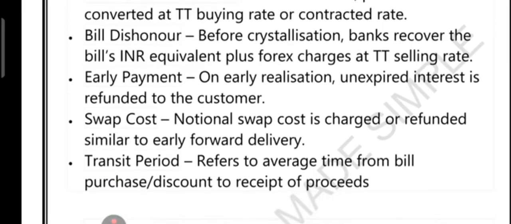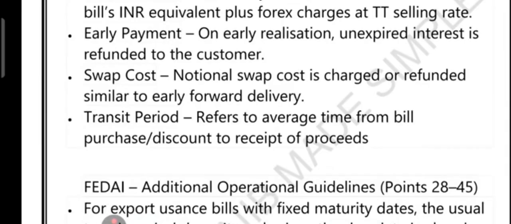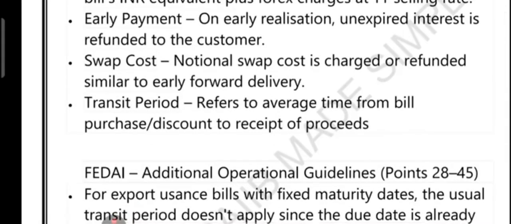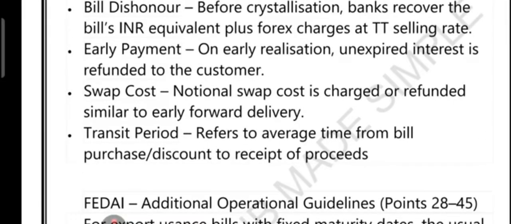Now if the payment is received early, the bank refunds the interest for the unused period. And if a forward contract is closed early, the notional swap cost is either charged or refunded, just like early delivery charge. Lastly, the transit period is simply the average time it takes from when the bank buys or discounts a bill to when the money actually arrives. So that is the meaning of transit period. Right, so these are the important rules you must remember.